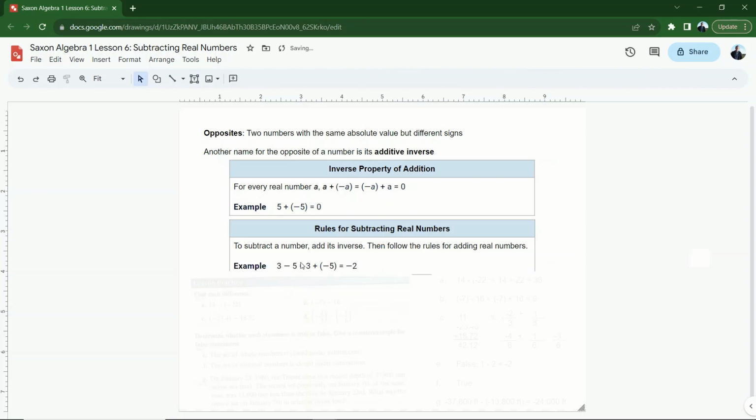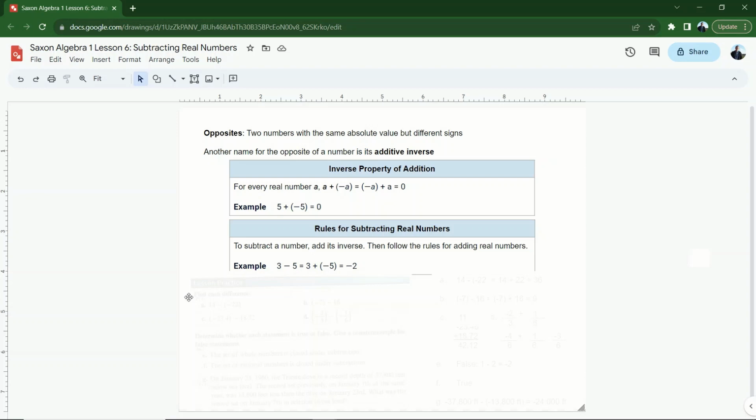Here's an example. 3 minus 5 is the same as 3 plus the inverse of 5, -5. So 3 plus -5. Well, I have to follow those rules for adding numbers. So that means I find the difference between 5 and 3. That is a difference of 2. And then I keep the sign of the number that had the larger absolute value. 5 has a larger absolute value than 3. It had a negative sign, so I'm going to keep that negative sign, -2. And that's it.